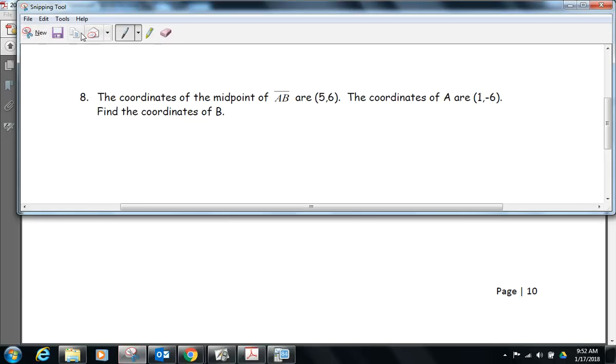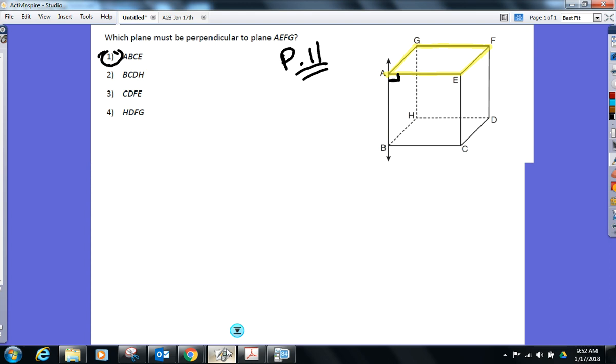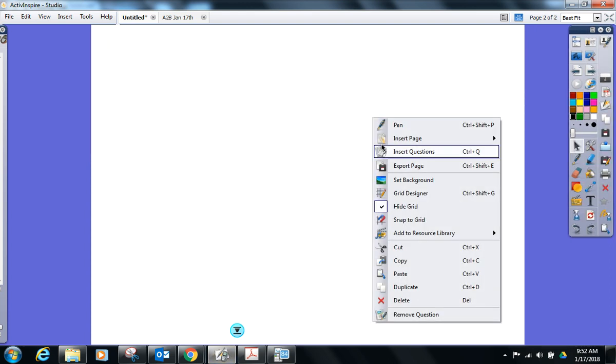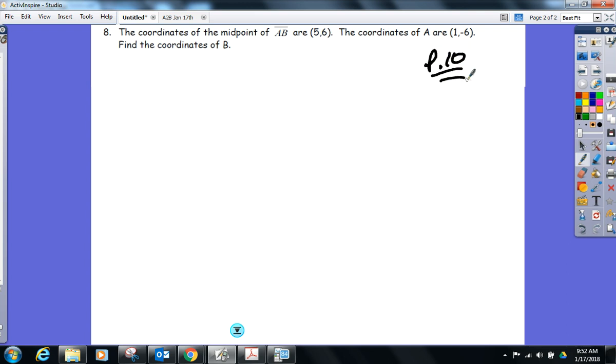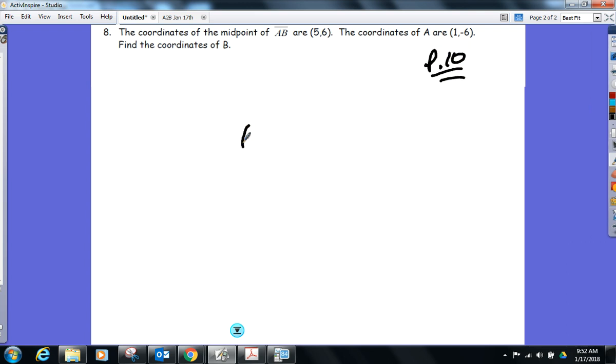We've got a midpoint problem where I'm given the midpoint and an endpoint, and I have to find the other endpoint. Coordinates of the midpoint: the midpoint right in the middle is (5, 6). The coordinates of A are (1, -6). What must have been the coordinates of B?